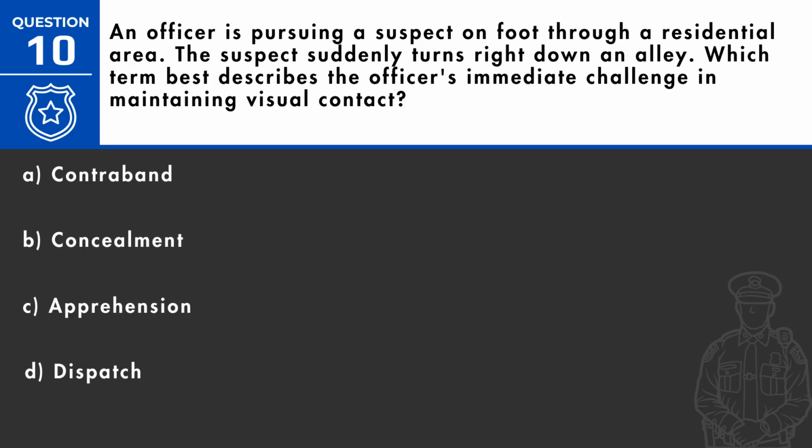Question 10. An officer is pursuing a suspect on foot through a residential area. The suspect suddenly turns right down an alley. Which term best describes the officer's immediate challenge in maintaining visual contact? A. Contraband. B. Concealment. C. Apprehension. D. Dispatch.